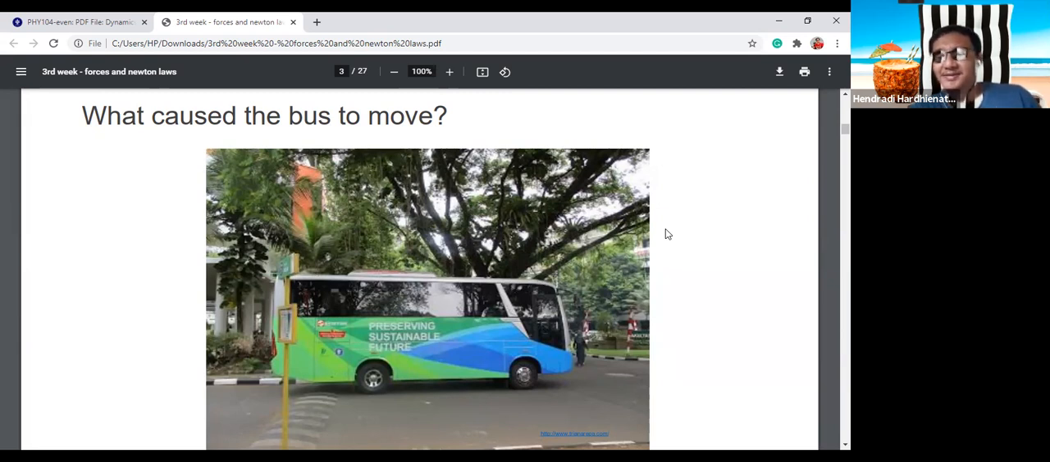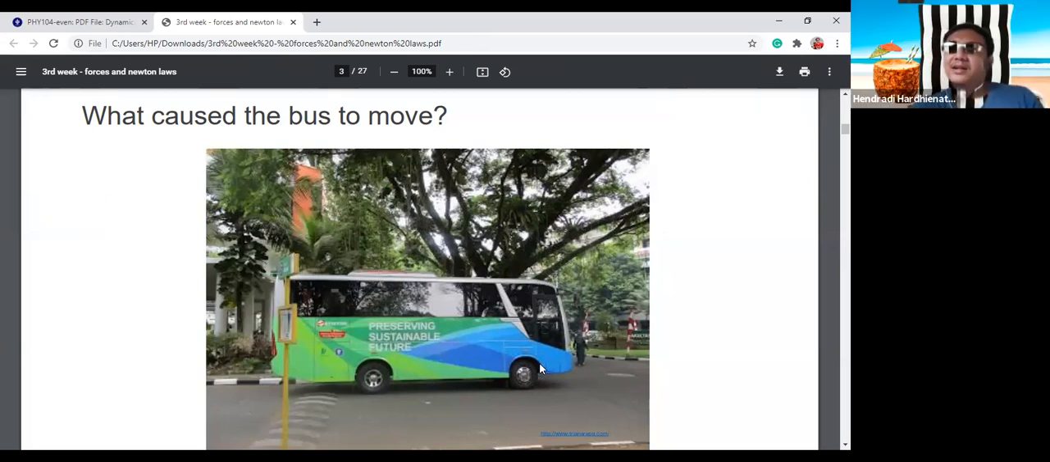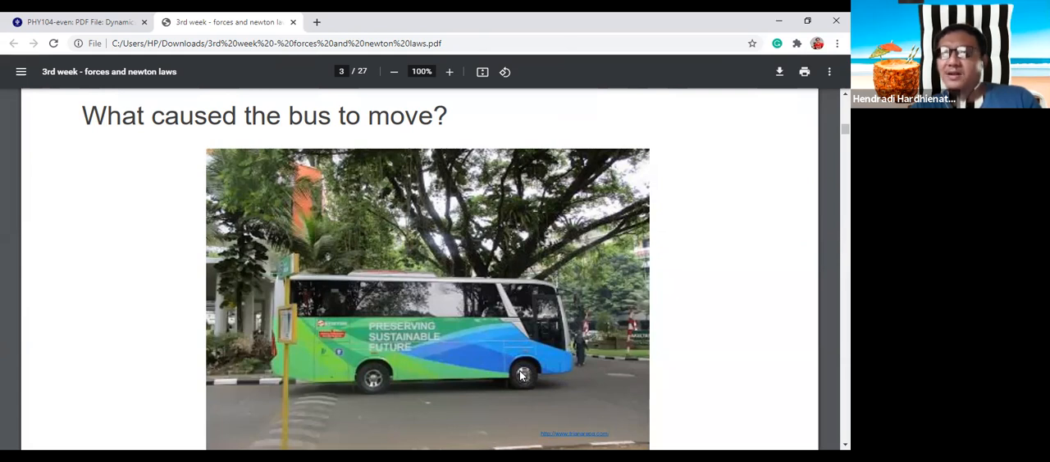Okay. The engine is connected to, you know, the mouse pointer here. What is the engine connected with? The wheels. The wheels, right. When the bus moves forward, in which direction is the wheel moving? Around the clock or opposite to the clock? Clockwise, right.